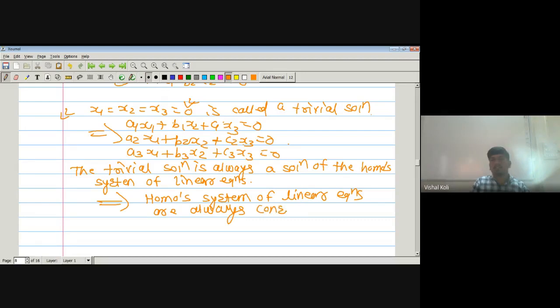Always consistent. And if we have to find its non-trivial solution, then for that we make the given matrix a singular matrix. If the given matrix A is a non-singular matrix, then it has only a unique solution and it is a trivial solution. And if we have to find its non-trivial solutions, then we require the given matrix to be a singular matrix. Then only is it possible that it has a non-trivial solution. Otherwise, a non-singular matrix has only a trivial solution.